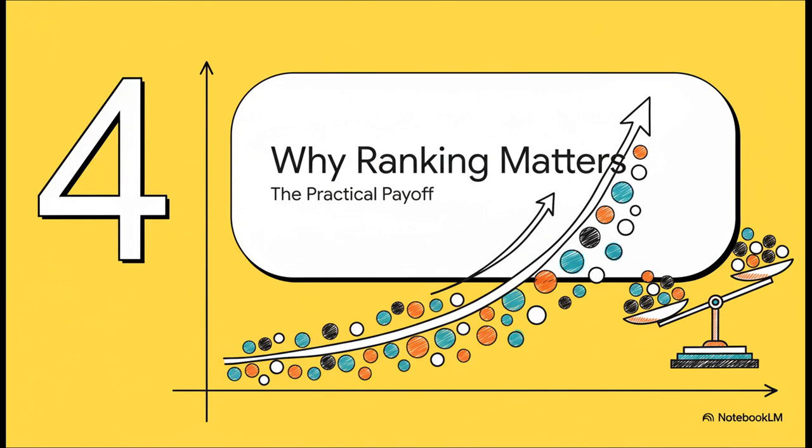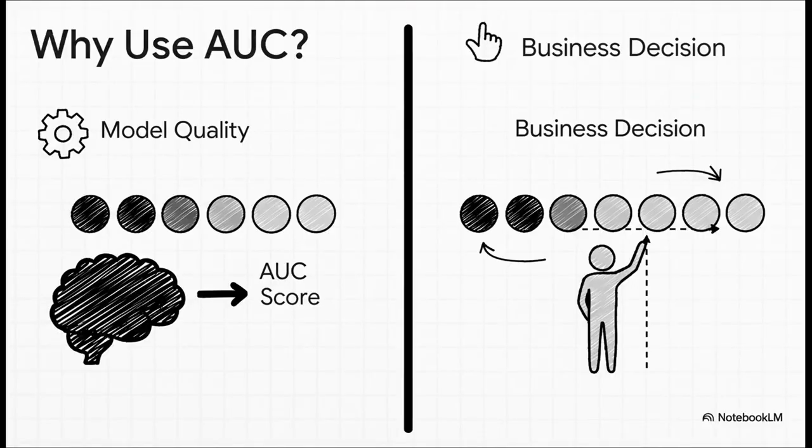All right, so we know what it is, we know how to calculate it, but let's finish up with the most important question of all. Why does this actually matter in the real world? What's the practical payoff of thinking this way? Well, using AUC is incredibly powerful because it cleanly separates two different problems. First, you have the quality of your model's ranking, which is what AUC measures. And second, you have the completely separate business or policy decision of where to actually set the cutoff.